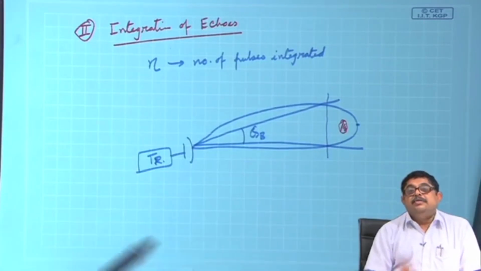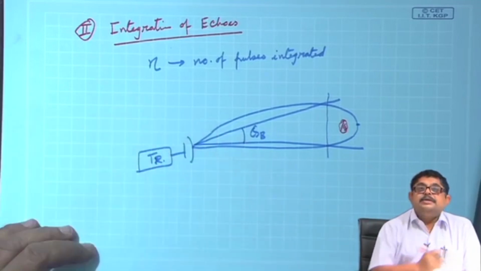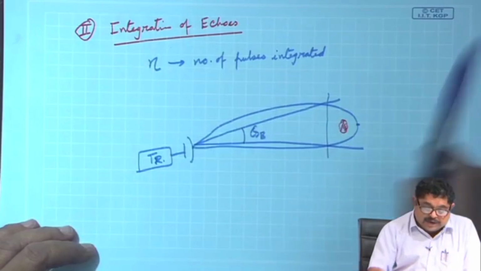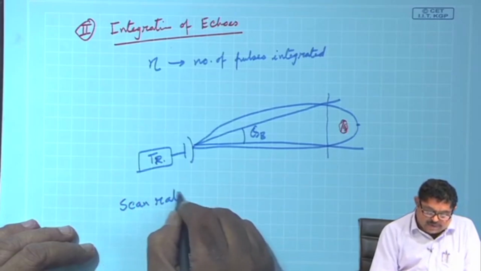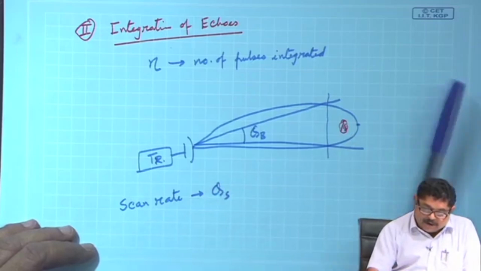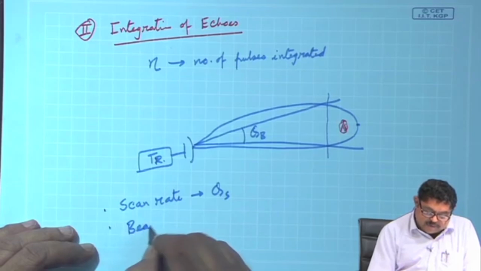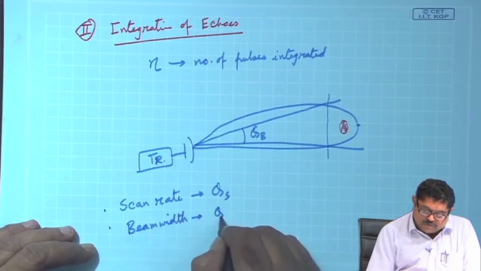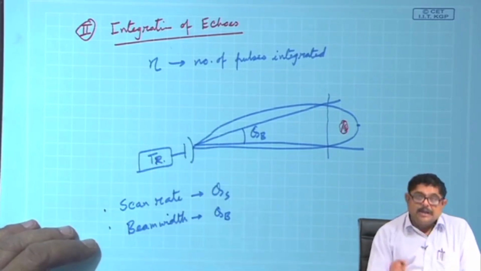For that you will also have to ask me the rate at which the radar antenna is moving, that is called the scan rate of the radar. Let us call that theta s. I have already mentioned the parameter beam width of the transmitting antenna. So, beam width we are calling theta b, and n is the number of pulses.